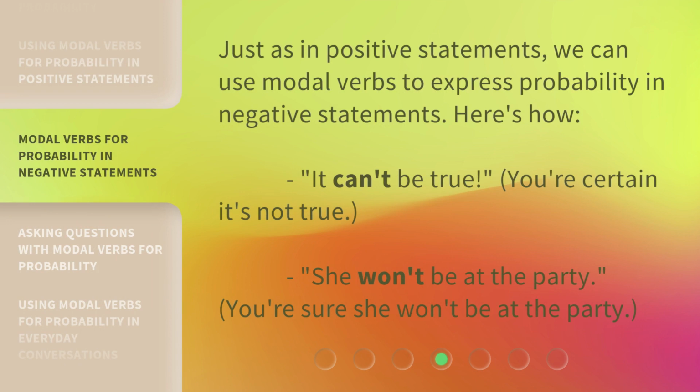Just as in positive statements, we can use modal verbs to express probability in negative statements. Here's how. It can't be true. You're certain it's not true. She won't be at the party. You're sure she won't be at the party.